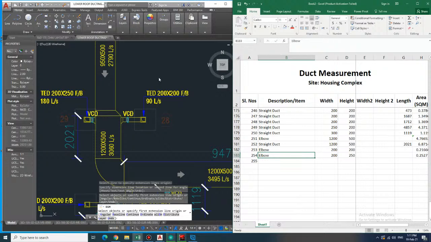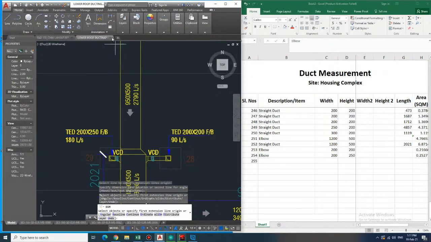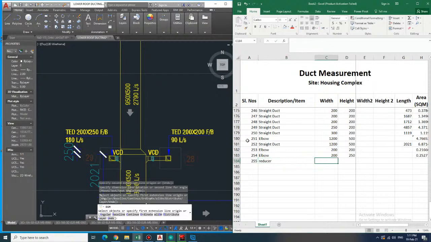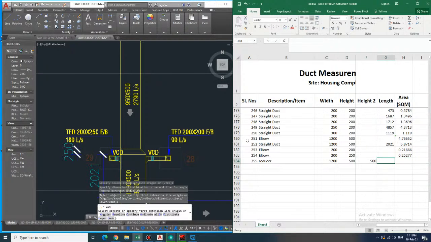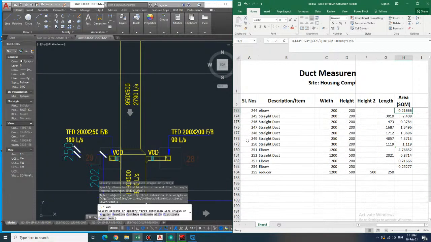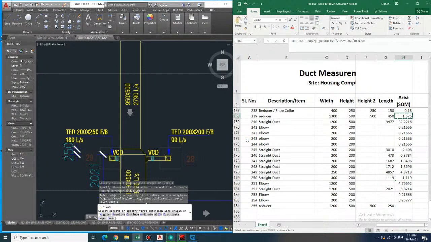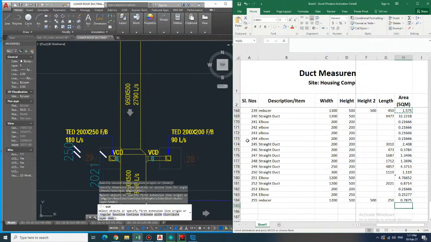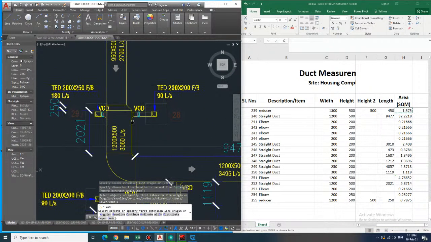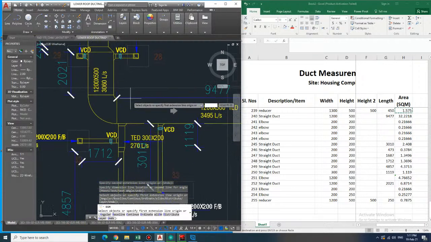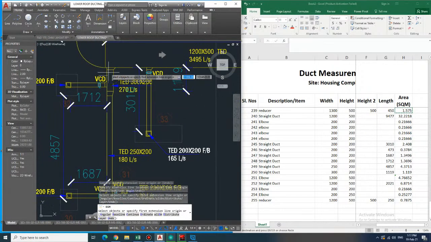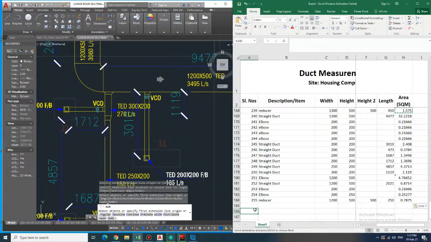255. There is a reducer, reducer 250. So we go into the reducer, 1200 by 500 to 950 by 500 reducer. The length is 250. Where is the reducer equation? We apply this reducer equation to here. Before that, one thing: this reducer we already applied, but these two shoe collars we forgot, so that has been tried.